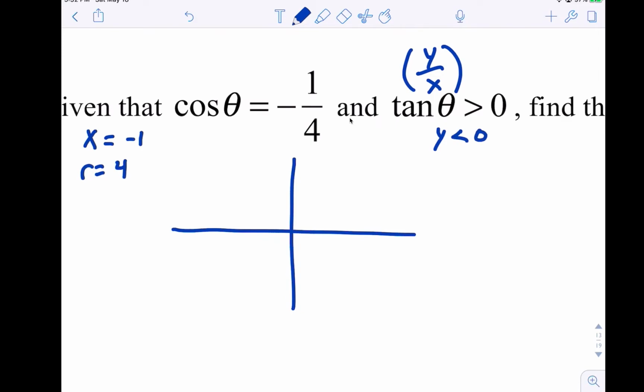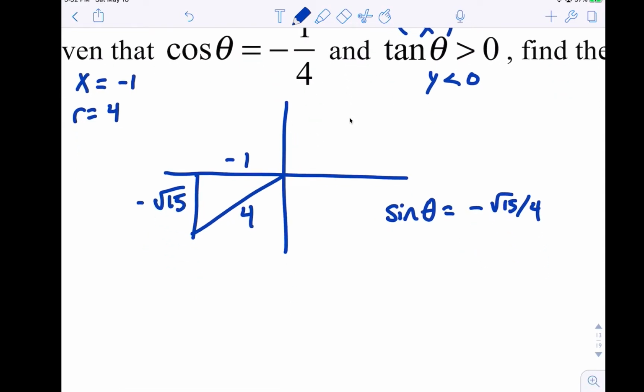So that tells me that I need to go in quadrant 3. So that's -1, that's 4. And then the missing value would be negative root 15, and you guys can do Pythagorean to figure that out. So sine of theta is going to be negative root 15 over 4.